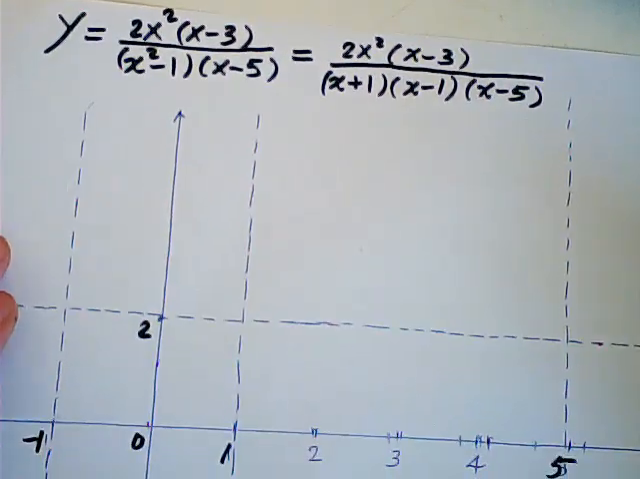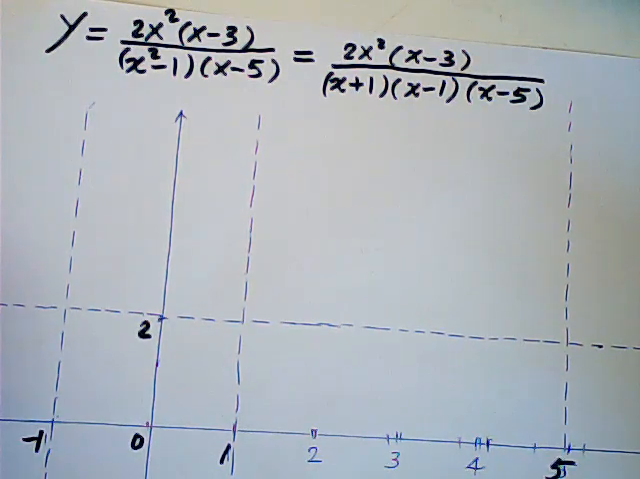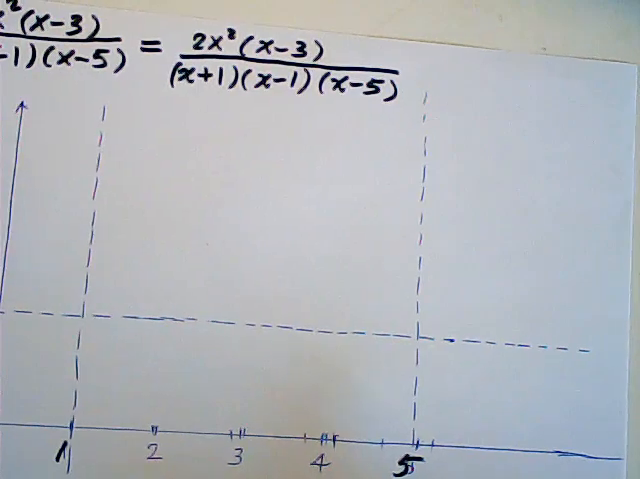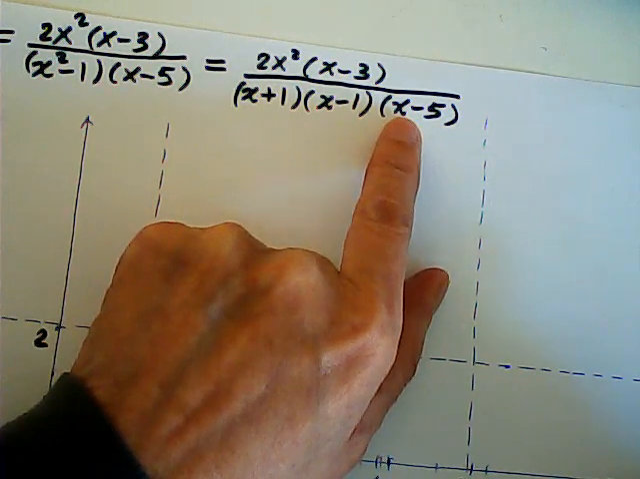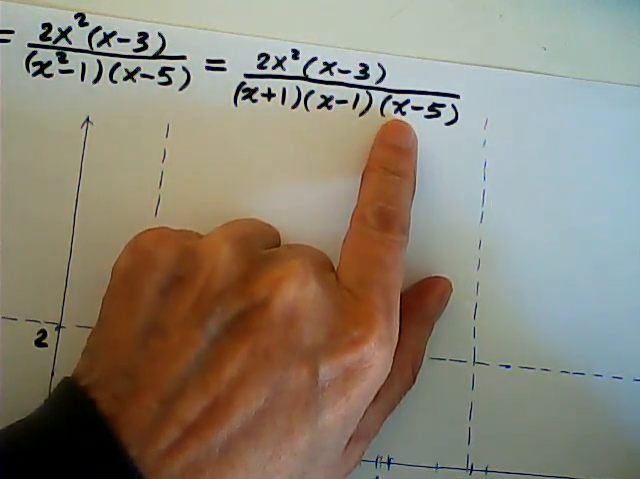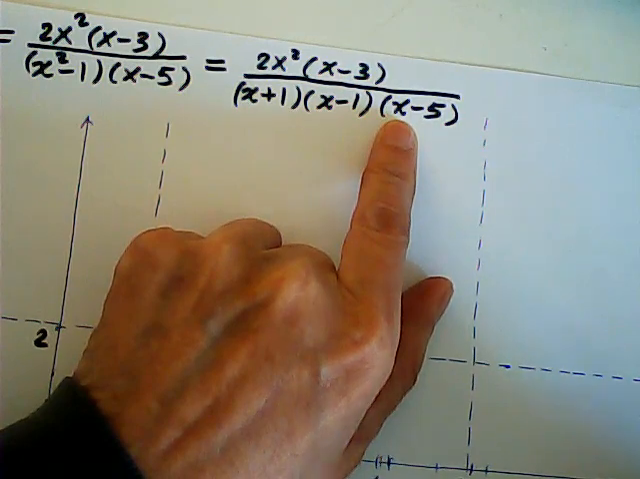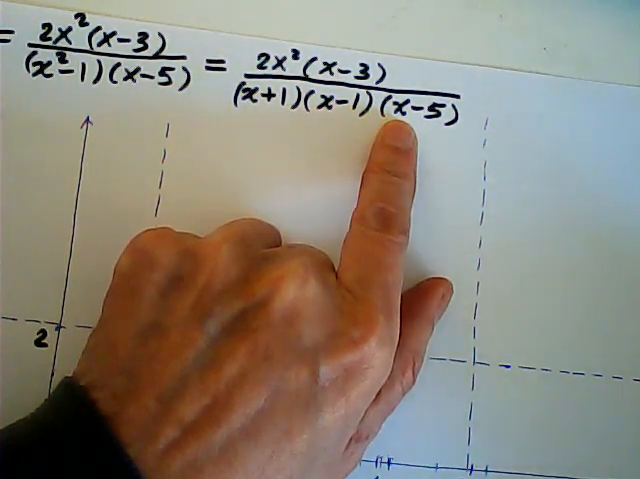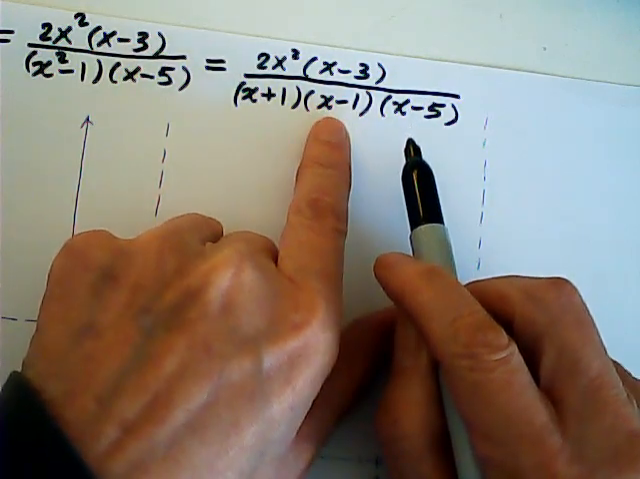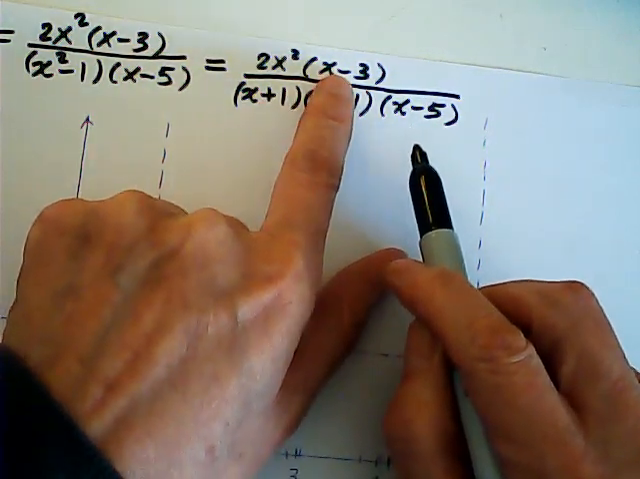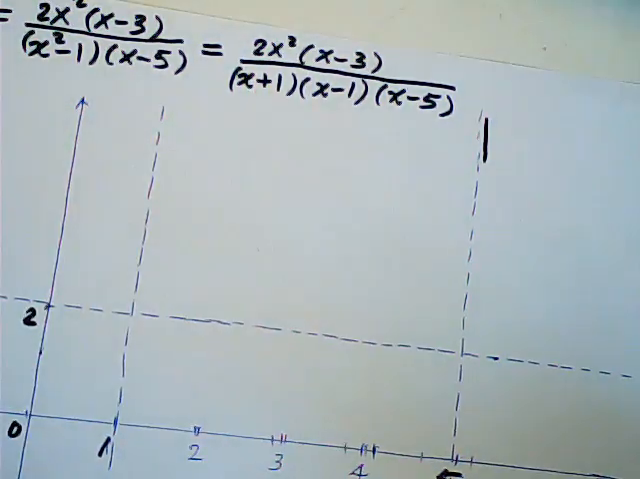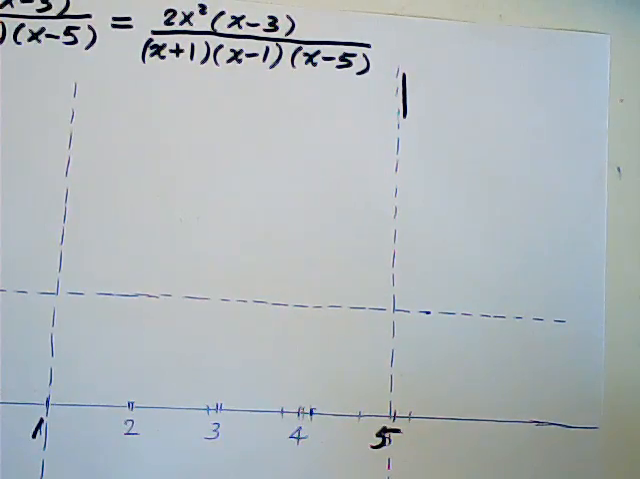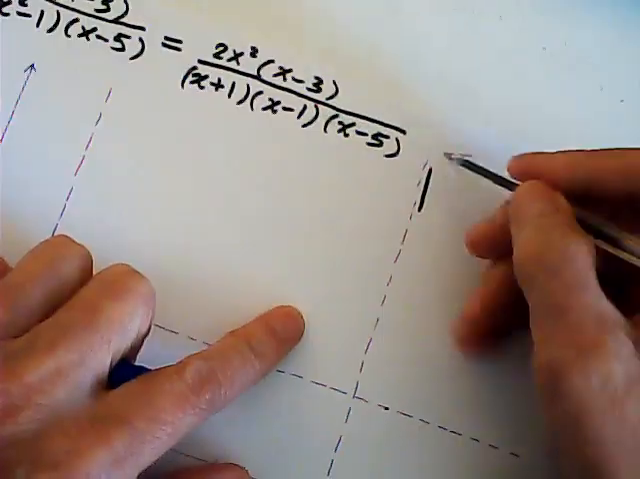Now we can start sketching. The way I'm sketching it is this. When x is approaching 5 from the right-hand side, that means x is 5.00001. So this is positive, positive, positive, positive, positive. Therefore, it goes to positive infinity. Do you know what I mean?